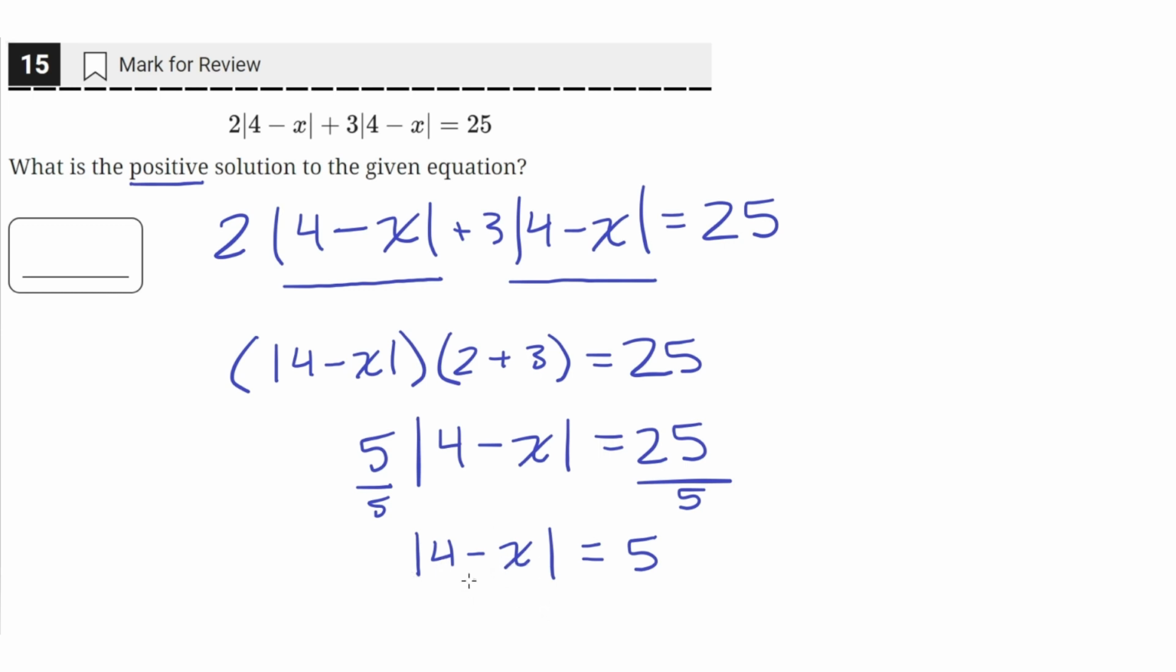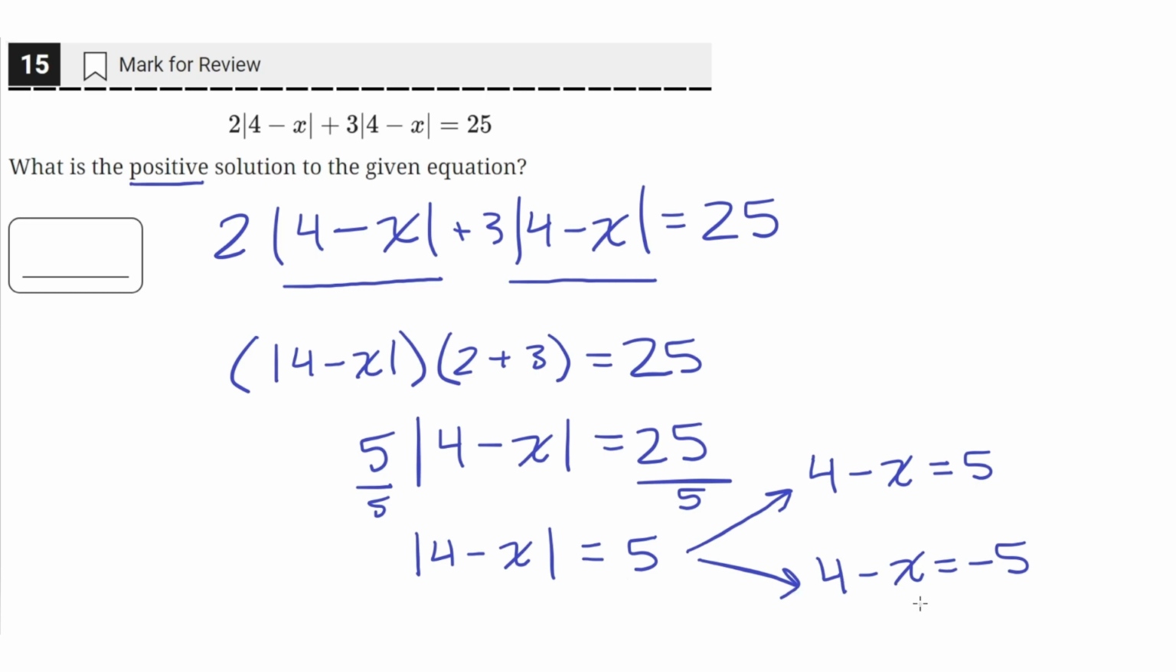Okay, now that we've gotten to this step, we can use the absolute value property to notice that this is the same as two equations. The first one is 4 minus x equals 5. And the second one is that 4 minus x equals negative 5. So when 4 minus x equals 5, so this quantity inside the absolute value, and the absolute value of 5 is just 5. So the equation will end with 5 equals 5. So that satisfies the equation.